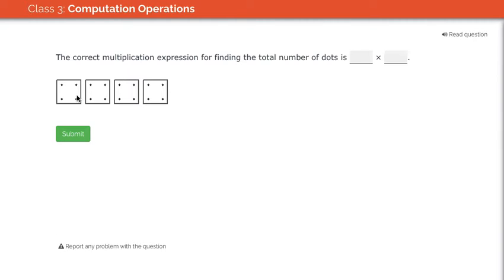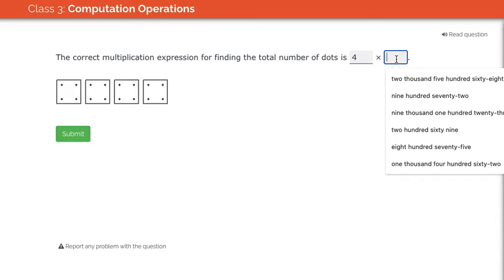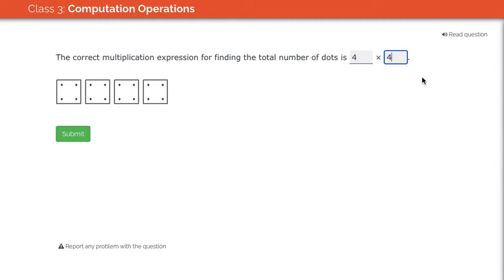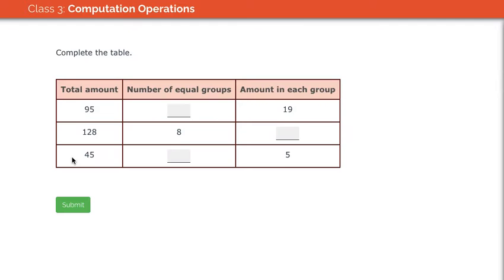That's perfect. The correct multiplication expression for finding the total number of dots is, so there are how many groups and how many things in each group. So for this, it's plus signs in each group. So 1, 2, 3, 4. 4 groups, and there are 4 plus signs in each group. So 4 into 4 will be the number of dots, which is equal to 16 dots, which is a square, and 4 is also a square.